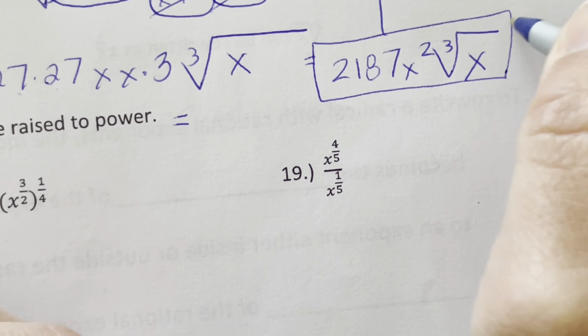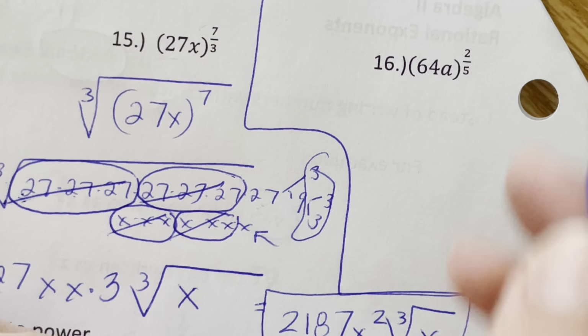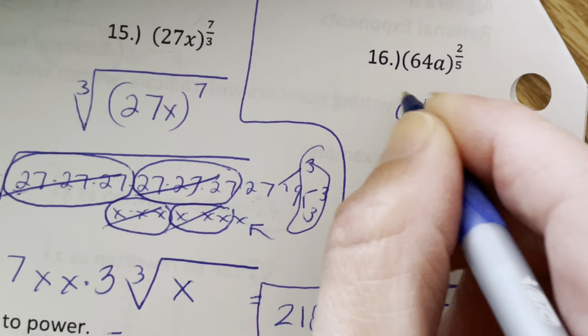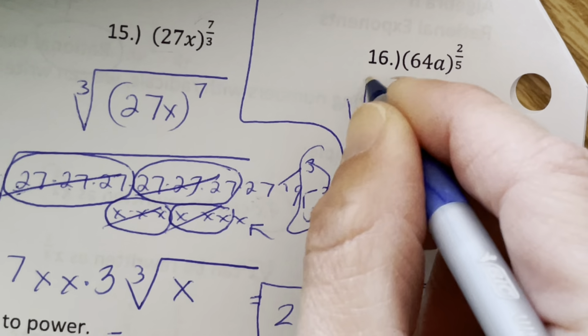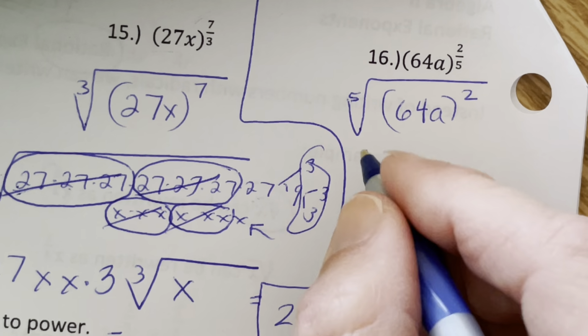Okay, maybe take that and see if you can do the last one. Pause it and come back. I'm gonna go over it now. So this is 64a all squared, and we've got a 5th root. So this isn't gonna be quite as long.